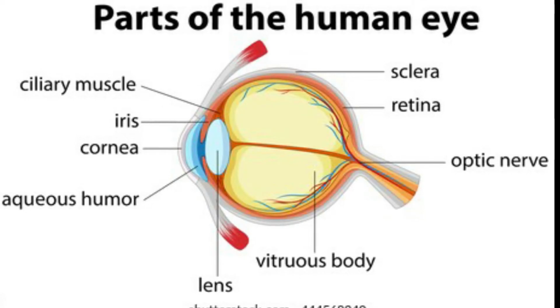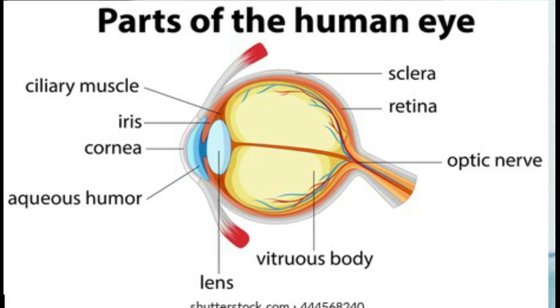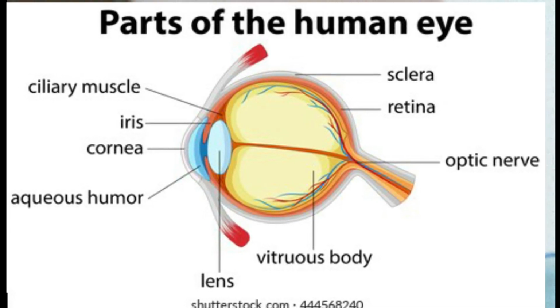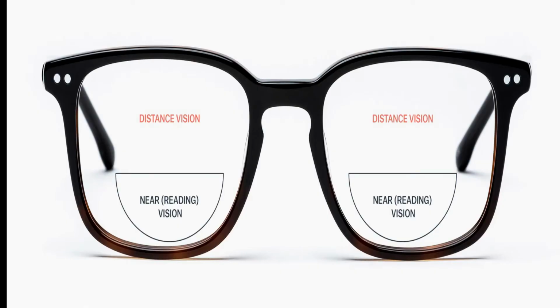It arises due to the gradual weakening of the ciliary muscles and diminished flexibility of the eye lens. Sometimes a person may suffer from both myopia and hypermetropia. Such people often require bifocal lenses. A common type of bifocal lens consists of both a concave lens and a convex lens, which can correct the eye by providing near vision and distant vision.